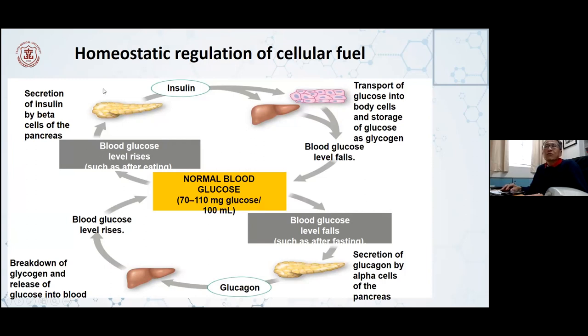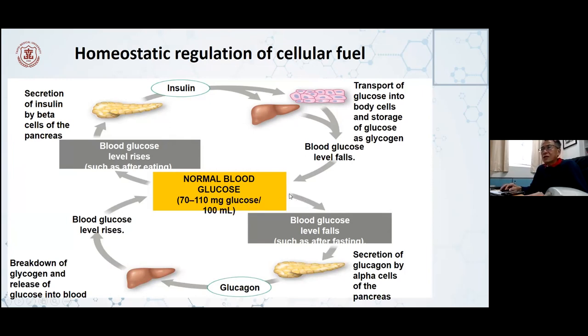So the pancreas will release insulin. Insulin induces muscle cells and fat cells, and induces the liver, to store glucose, converting the glucose to glycogen and storing it as glycogen. So the glucose level will reduce to the normal level.